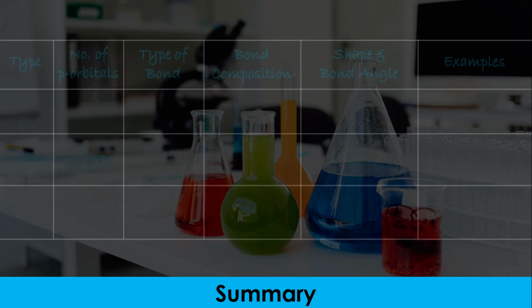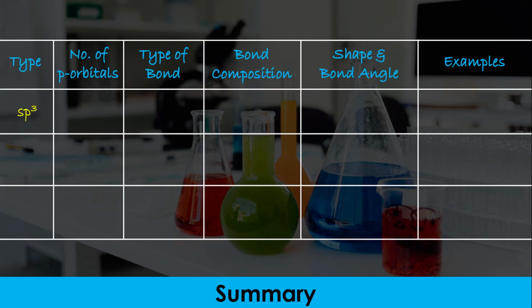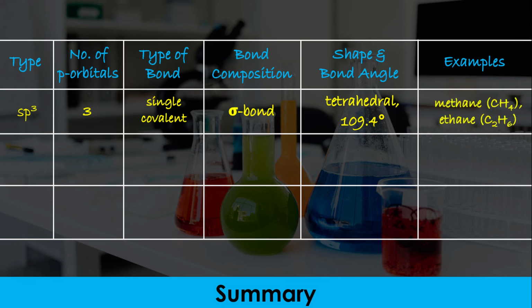In summary, sp3 hybridization occurs between one s orbital and three p orbitals and leads to the formation of only single covalent bonds called sigma bonds. The molecule that exhibits an sp3 hybridization has a tetrahedral shape around the central atom with a bond angle of approximately 109 degrees. Examples of such compounds are the alkanes.